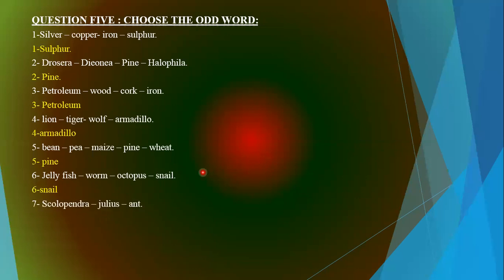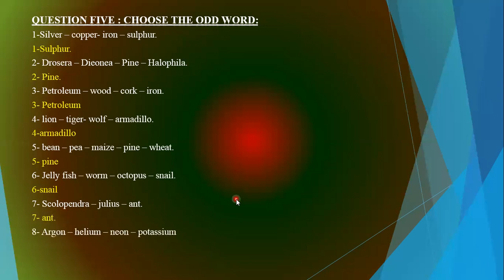7 Scolopendra, Julus and ant. في اتنين هنا arthropods. What type of arthropod لو حبينا نعمل classification they called myriapods. الميريابودز دول اللي هم السكالوبندرا والجوليوس دول myriapods يعني have large number of jointed legs. الانت من الانسكت.